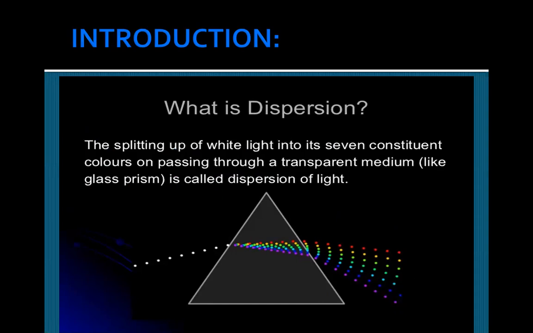So what it means is, when white light enters any medium which has a refractive index, for example the glass prism, it may split up into its constituent colors. And how many constituent colors of white light are there? 7 in number. You have seen these colored lines, there are 7: red, orange, yellow, green, blue, indigo, and violet.